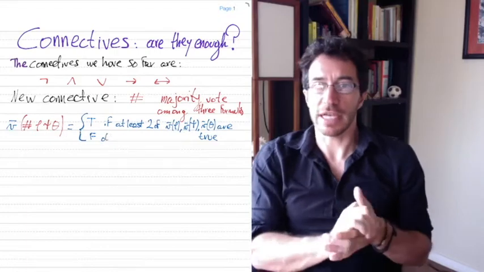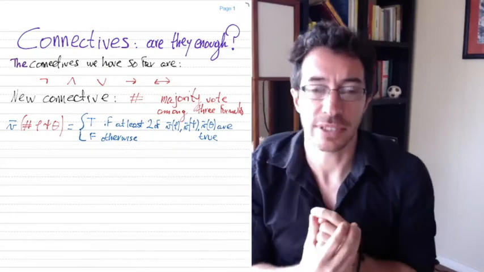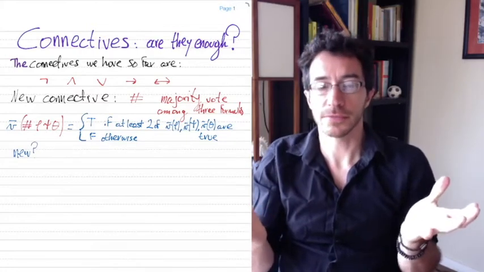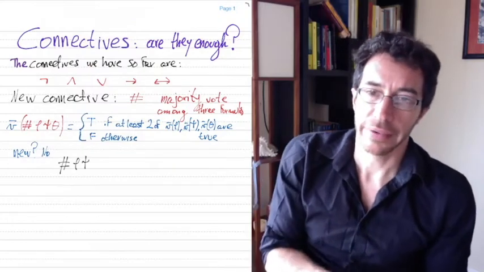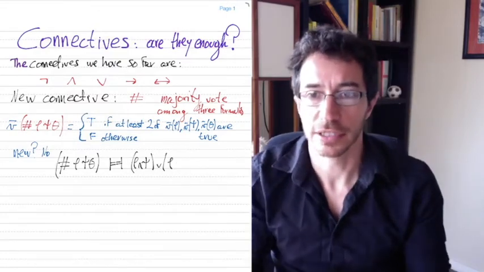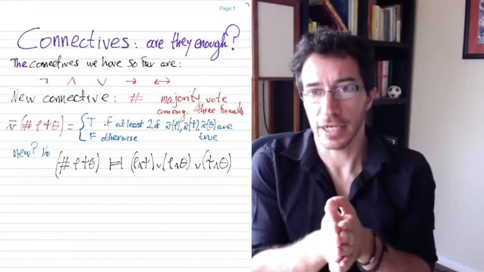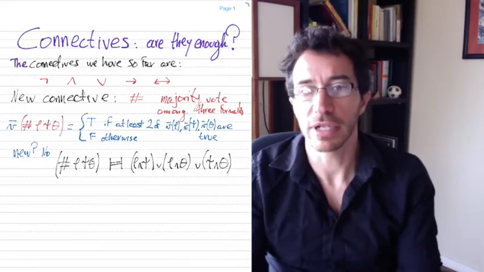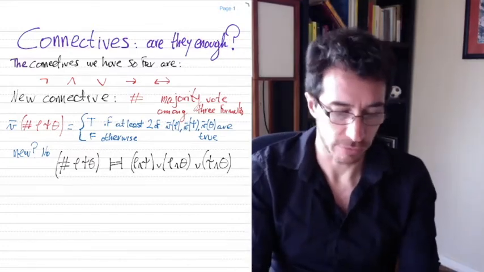And the question is, is it a new connective, or is it something that we already have, because we can use the ones that we have already to build this connective? Is it new? What do you guys think? Well, no, the answer is no. It's not new. We can write this one with the other ones. So this sharp is tautologically equivalent to the formula phi and psi, or phi and theta, or theta and psi, right? So at least 2 of them are true. So we don't really need to add a new connective to say this one, because we can say it with the ones that we have so far.